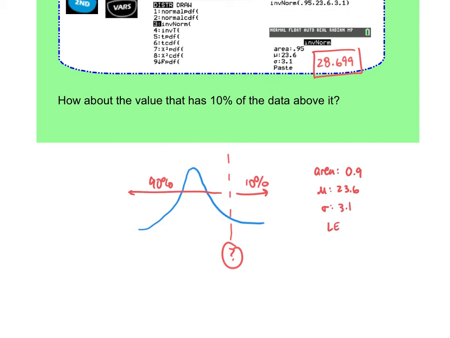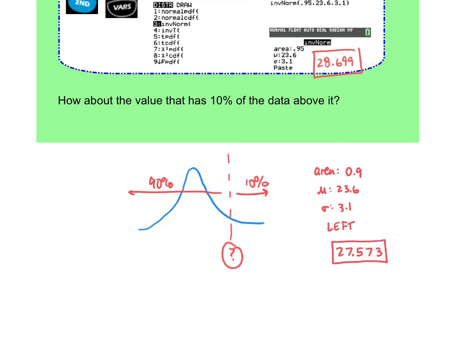I'm still choosing left. Now, again, you could absolutely choose right, but then you would have to change your area to be 0.1 because then it's describing to the right. I just keep it the same because for my brain it's a little bit simpler. So we have all of our values in. I'm still choosing left, and I hit enter. I'm going to get 27.57, and then it's 28. So I'll just round that to 3 to make it 3 decimal places.